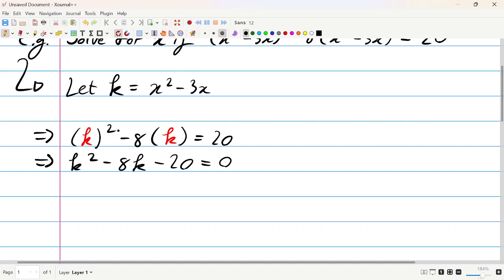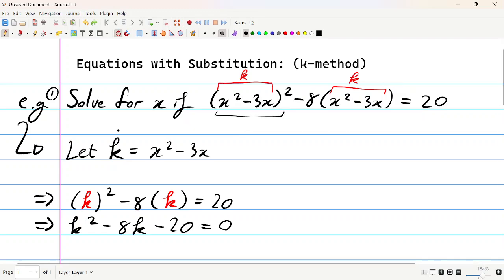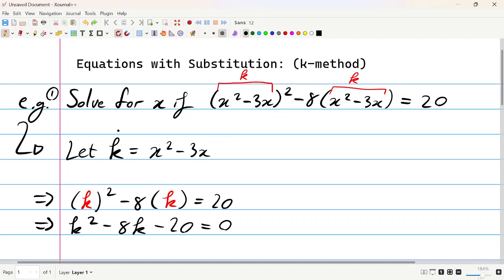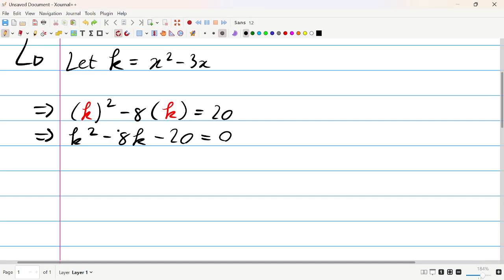We are just met with a normal trinomial factorization, because if we were left with this part, it would look so overwhelming, like what are we going to do? Do we have to expand this bracket? No. That is why the K method is very helpful, because we can eliminate those repetitions, and that is when they're most likely going to ask a question like this. So k squared minus 8k minus 20 equals 0.